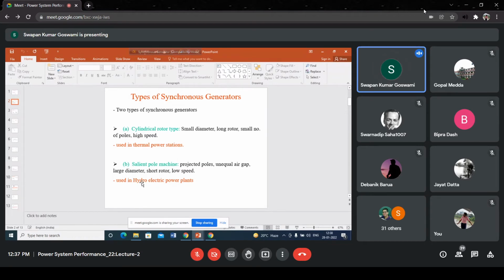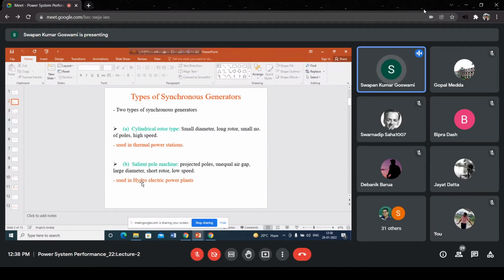A synchronous generator, because of its rugged construction, can be run at very high speed. That's why they are connected at thermal power stations. Thermal power stations use steam turbines, which run efficiently at high speed. That's all.